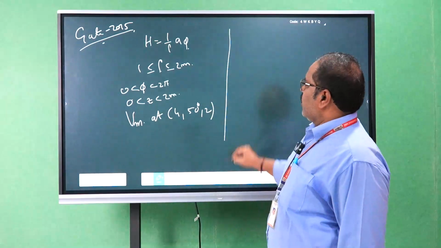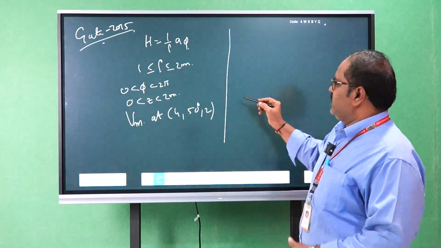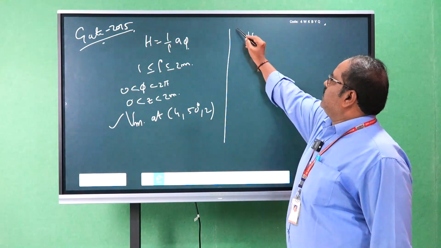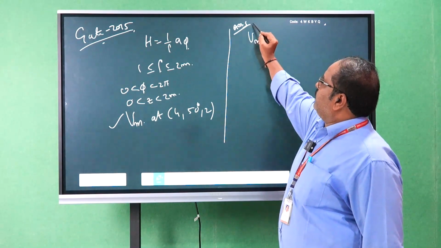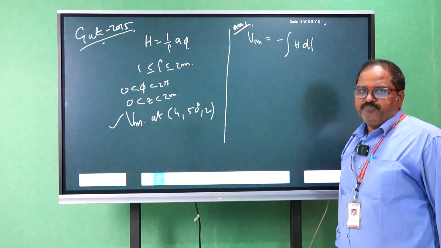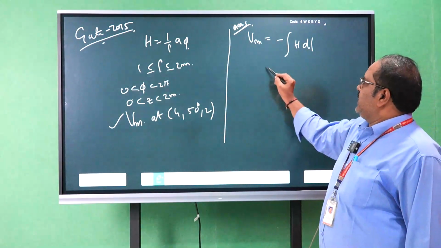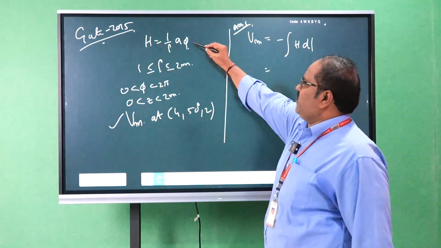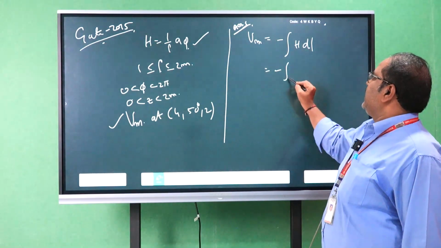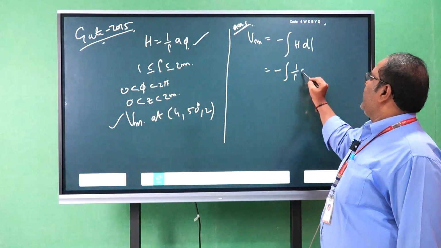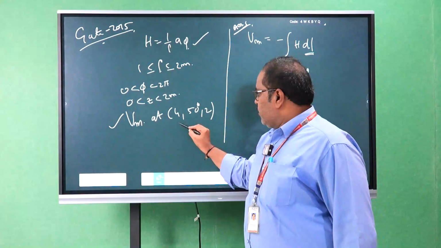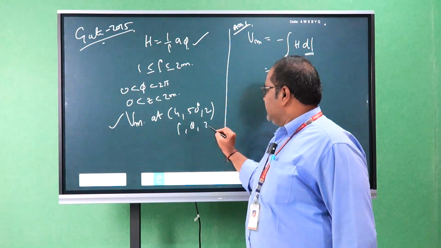But what is the formula? How do we solve the above problem? By using the scalar magnetic potential, Vm is equal to minus integral H dot dl. Now what is H? Given data, H is equal to 1 by rho a phi. Therefore, Vm is minus integral of 1 by rho a phi dot dl.